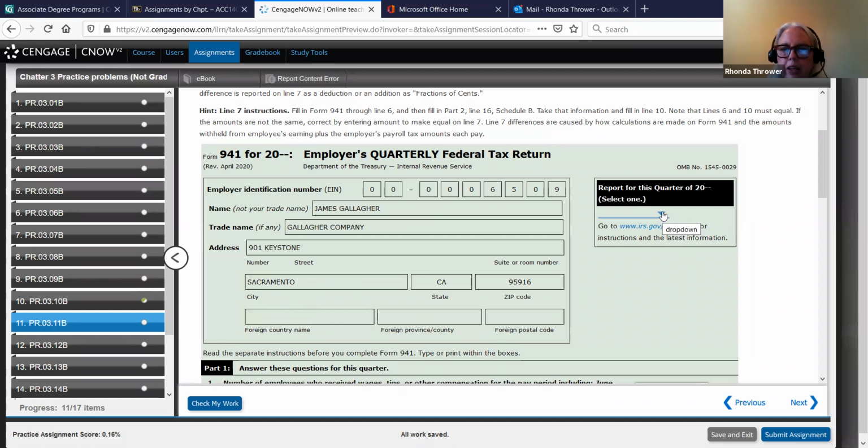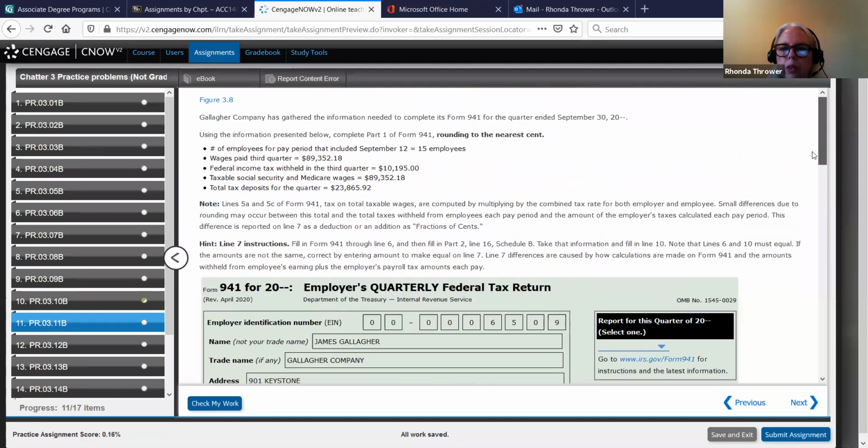What they did not give you is a drop-down fill-in blank that you need to show what you're reporting this quarter for. So in other words, what they wanted here is to show that you are filling this in for the quarter ended September 30th. So right here, the best answer is the quarter ended in September, which would be for the months of July, August, and September.